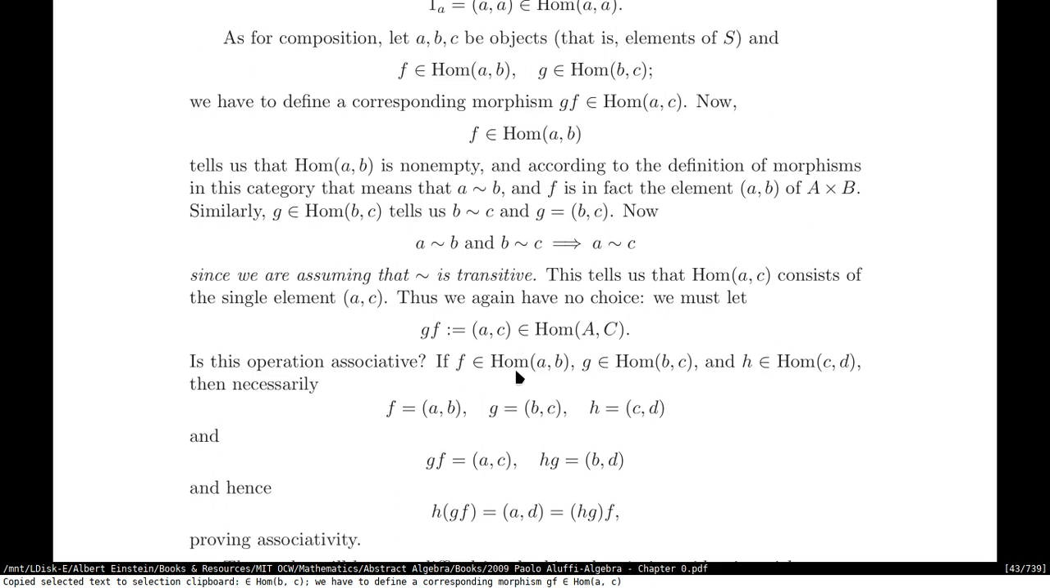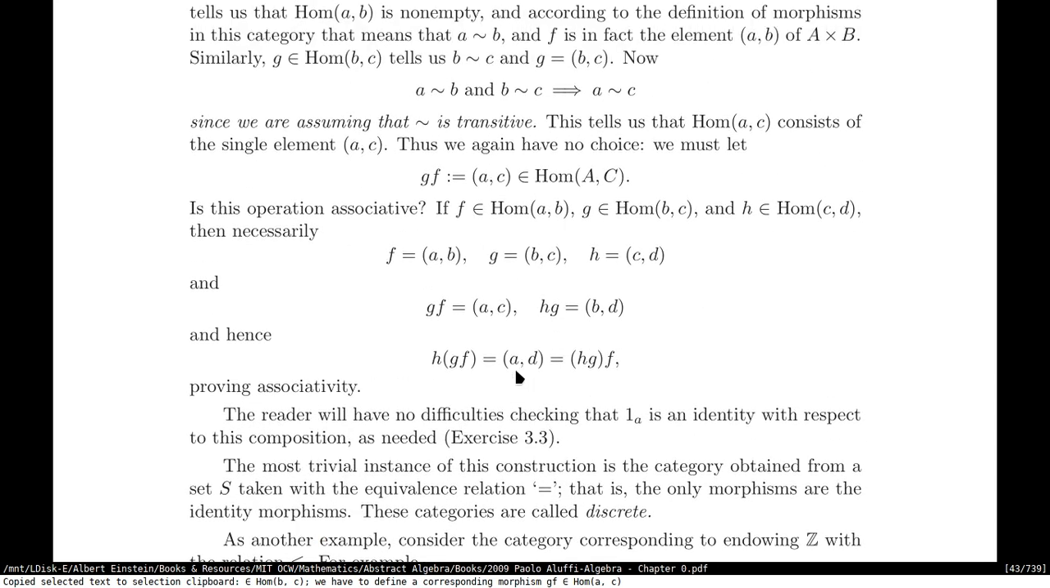Now, not really the last, but we have to check that this law of composition is actually associative. So you take three morphisms, A to B, B to C, C to D. Then necessarily, as we saw before, F is going to be the ordered pair AB, G will be BC, and H would be CD. And as we saw, the composition GF will be AC, and HG will be BD, right? So now you just repeat the process of composition, add in the third component, and put in the parentheses.